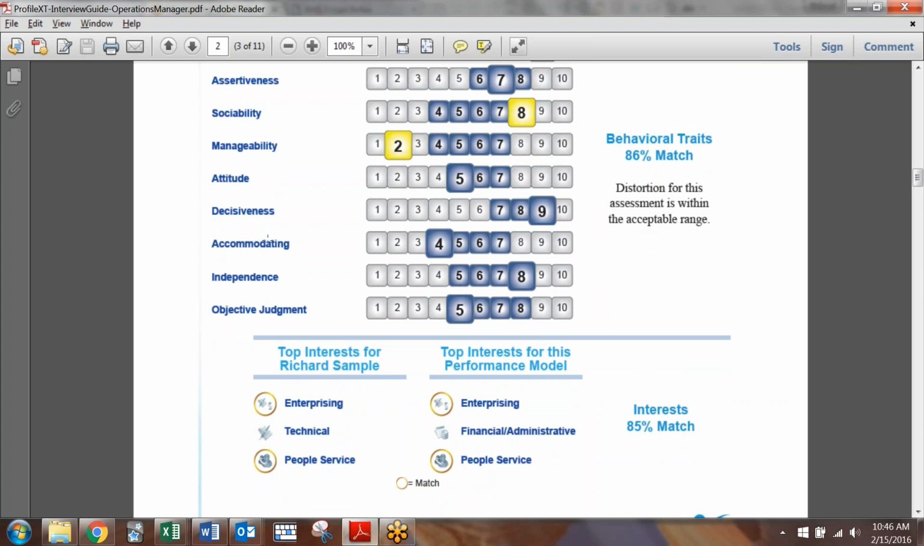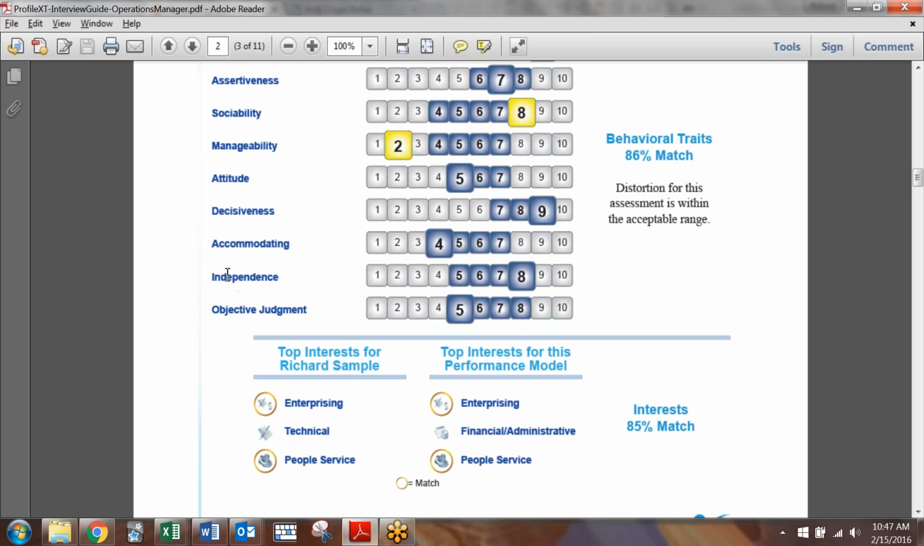And when you get down to the interest, this doesn't have as much bearing on the overall job fit as do the other areas, but it is important for giving you a sense of whether a person is going to be a fit for the position and therefore if they're going to be happy in this type of role.